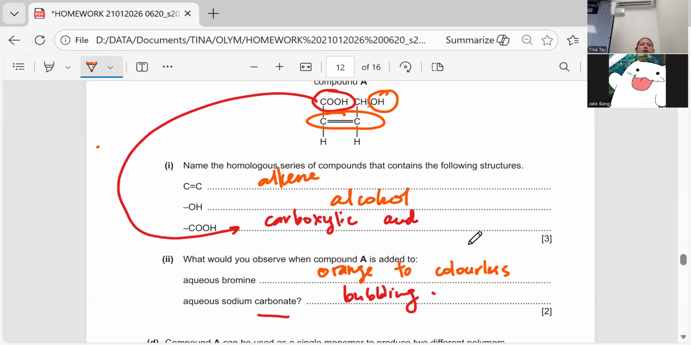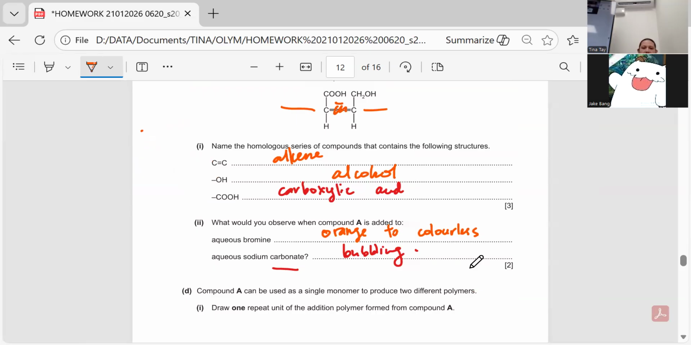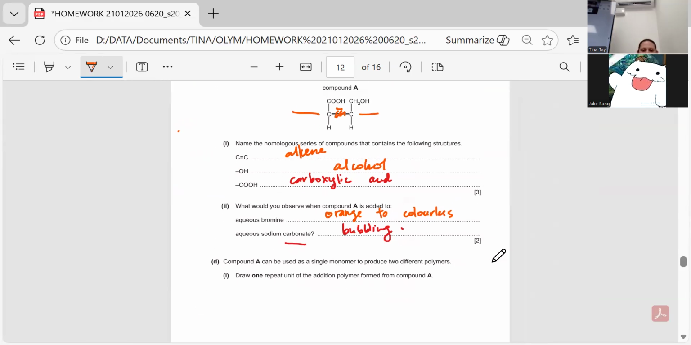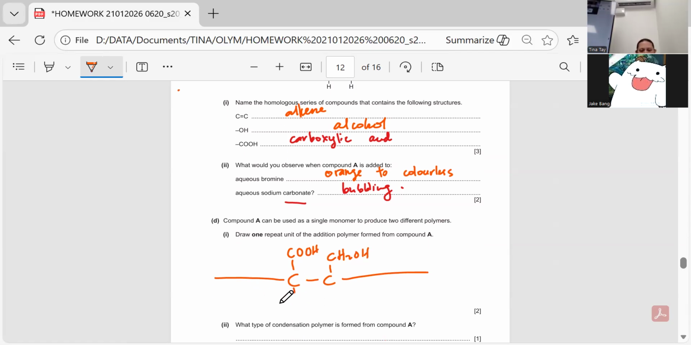Okay. For addition polymerization, all you need to do is this double bond becomes a single bond and then repeat like that. That's it. See, they said one repeat unit. This line must go on, COOH, CH2OH, H, H. That's it.